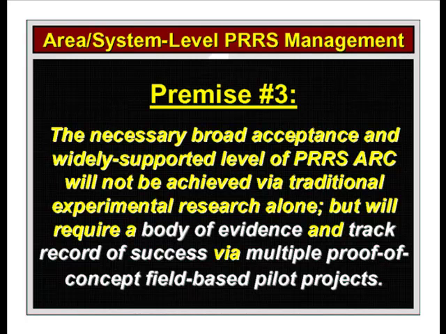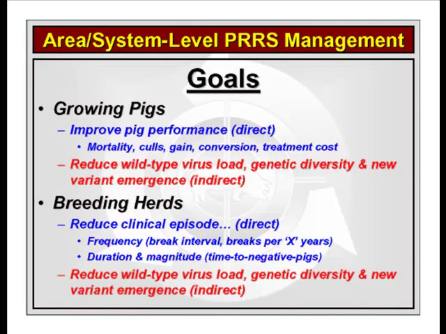If we're going to build a body of evidence, track a record of success, and have proof of concept of area regional control as it applies to PRRS. Any system, any flow, any site, any area, the goals are roughly the same. But for goals, pig performance obviously is king. That's the direct effect, and we all know what the key drivers of that are: breeding herds, reducing clinical episodes, both the frequency and the duration and magnitude.